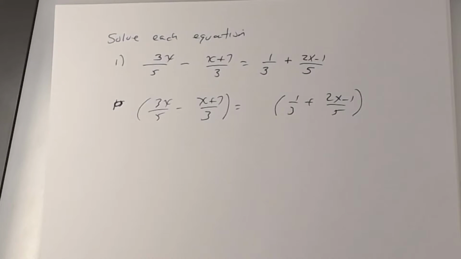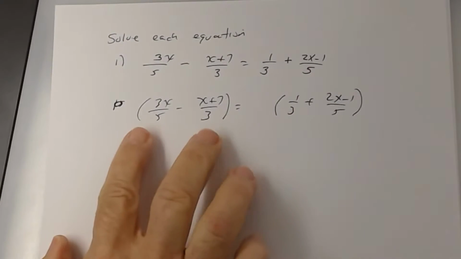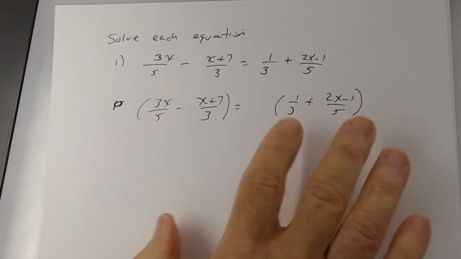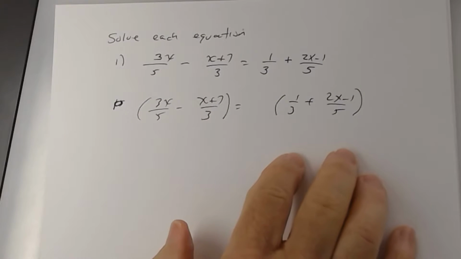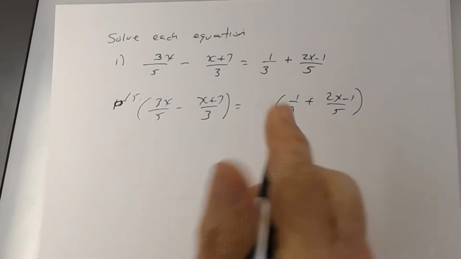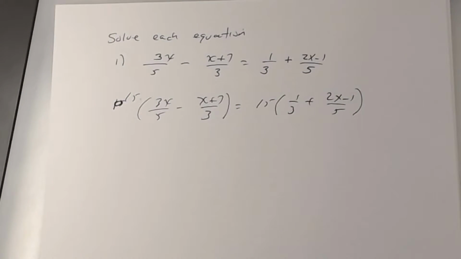All right, now remember, we did that because there are how many fractions that you see on this side? 2. How many on this side? 2. Both sides have to be multiplied by what? The LCD, which is 15. So then you would say 15 times this, and then 15 times this.